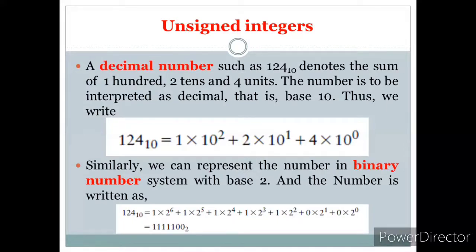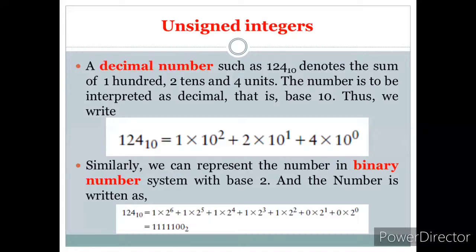First one is about the decimal number, which can be represented as shown with an example of 124 to the base 10, where 1 is in the 100th position, 2 is in the 10th position, and 4 is in the unit position. It can be written as 124 to the base 10 is equal to 1 into 10 raised to 2 plus 2 into 10 raised to 1 plus 4 into 10 raised to 0.